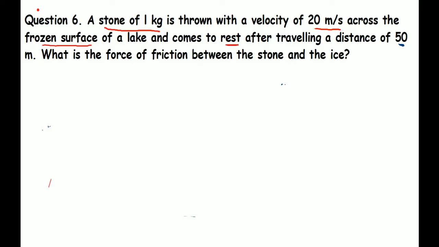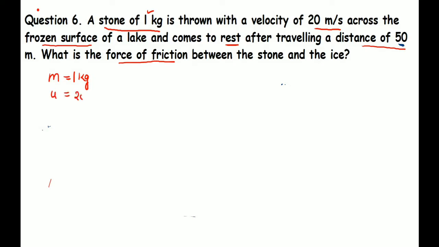Okay. So in this question number 6, a stone of 1 kg is given, velocity is also given, and distance travelled by the stone is given. It is at rest after travelling some distance. So we'll collectively write all the information together. The mass of the stone is given as 1 kg.